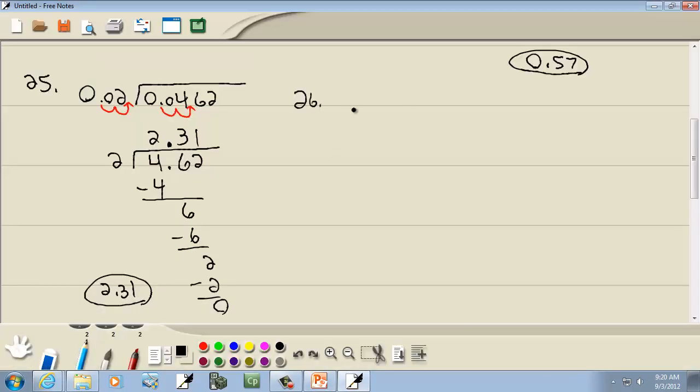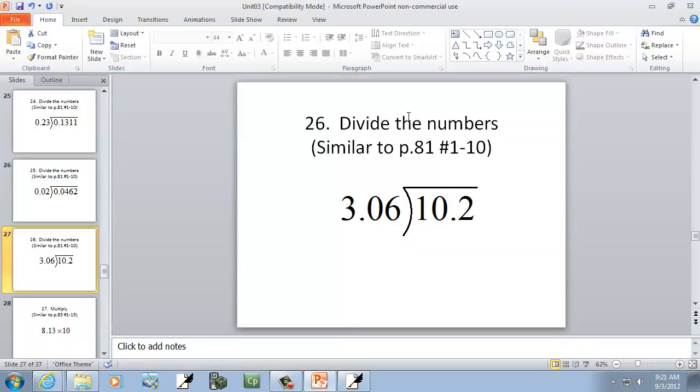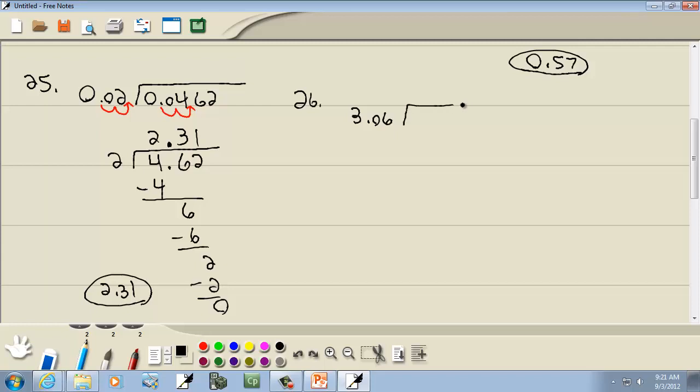Let's look at one more division. We've got 3.06 and 10.2. Okay, we can't have any decimals out in front, so move it 2 places to the right, and we have to move this 2 places to the right. Well, that one doesn't have 2 places, but I can always put a 0 in there. So this becomes 306, and this becomes 1020, and here would be my decimal if I were to put it.